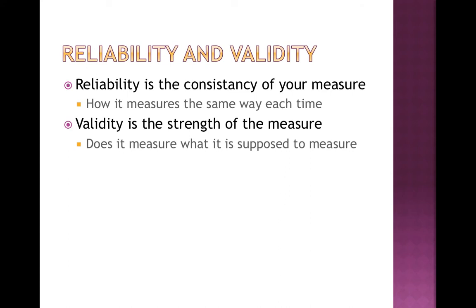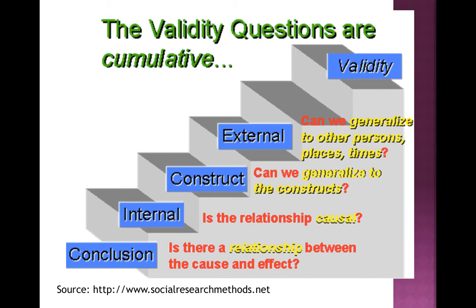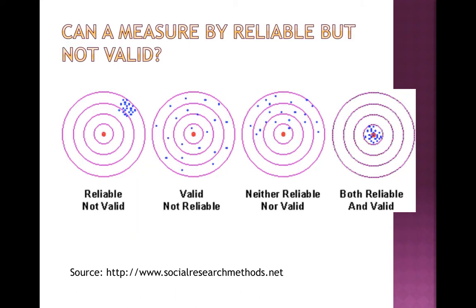Now, reliability and validity is something you hear a lot about in research, and oftentimes when you're reading a research article, you will read about the reliability of an instrument. Reliability is how consistent a measure is, which means how well it measures the same thing at the same time. Validity is more of how good the measure is, how strong it is. I'm not going to cover that slide.